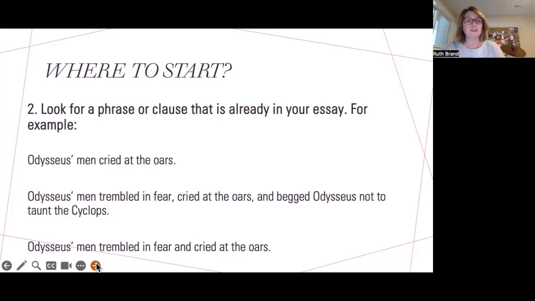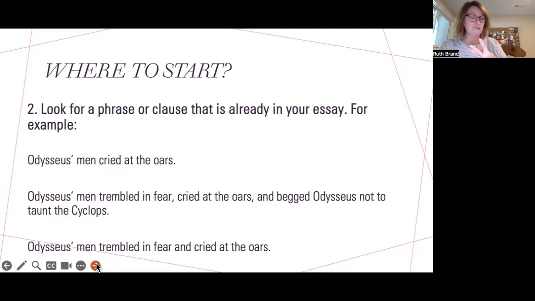So I'm just going to give you 2 examples of how you can take that little phrase and turn it into an example of parallelism. So I thought about, okay, they cried at the oars. What else did they do? And I thought they trembled in fear. What else did they do? They begged Odysseus not to taunt the Cyclops. So they put those 3 things together, and it is parallelism. Odysseus' men trembled in fear, cried at the oars, and begged Odysseus not to taunt the Cyclops.